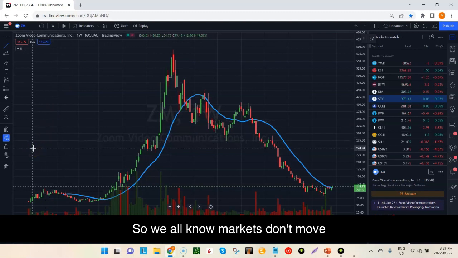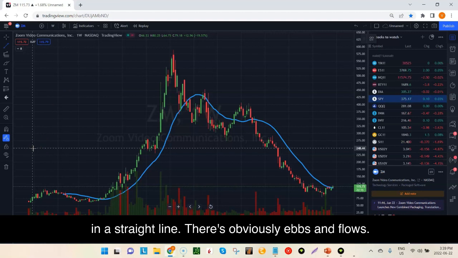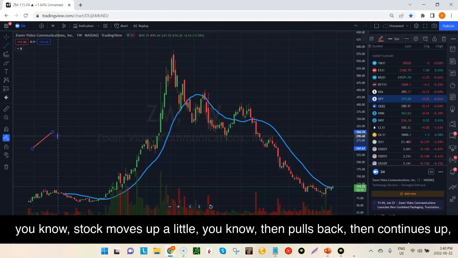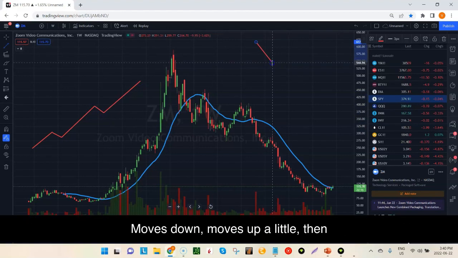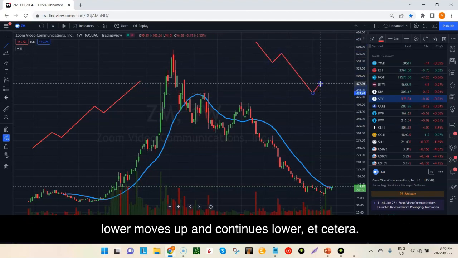So we all know markets don't move in a straight line. There's obviously ebbs and flows. Stock moves up a little, then pulls back, then continues up, pulls back, and moves up, etc. And it works the same to the downside, right? Moves down, moves up a little, continues lower, moves up, and continues lower, etc.